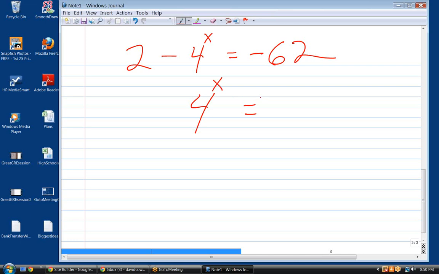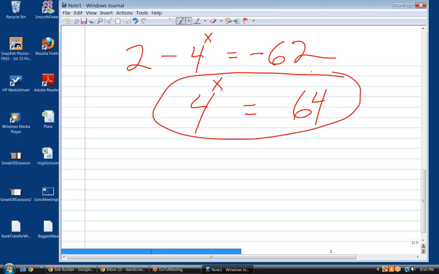Negative 4 to the x or just 4 to the x? Well, it'll start out being negative, and that'll be negative 64, and then we'll divide both sides by negative 1 to turn it positive. In other words, we can solve this without logs. What is x? 4 to the, is it the third? Third power, correct. Okay, so we don't need logs to solve this.